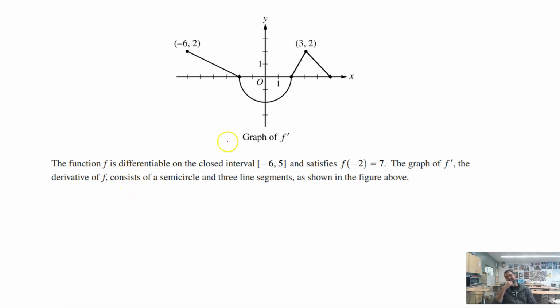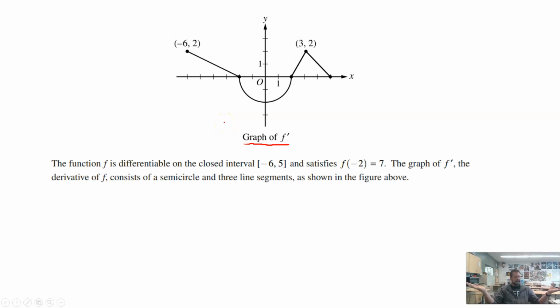Okay, we've got this graph of f prime. Now again, it's very important that we understand what it is we're looking at. So immediately I see, okay, I've got a graph of the derivative. Then it says the function f is differentiable on the closed interval from -6 to 5 and satisfies f of -2 equals 7. The graph of f prime, the derivative of f, consists of a semicircle and 3 line segments as shown in the figure above.